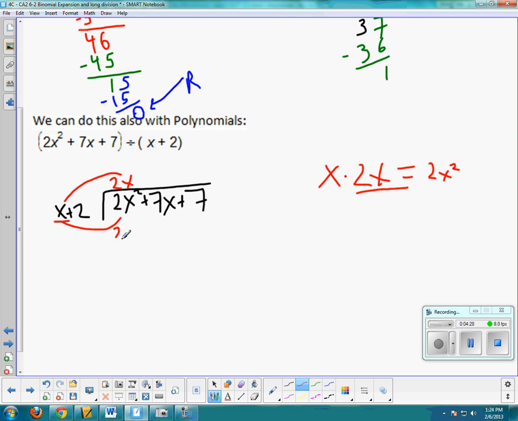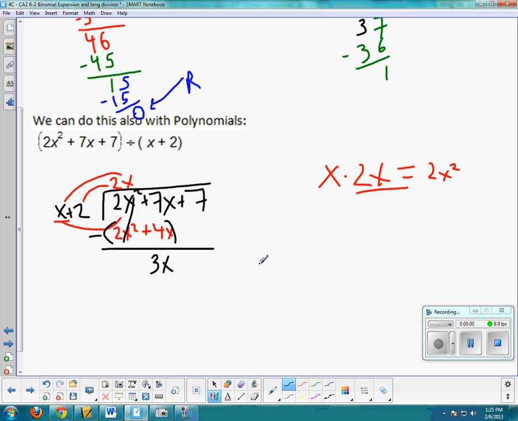We already know the answer to that one, 2x squared. But we also, now here's where the 2 is important, have to multiply it by 2 as well. 2 times 2x is 4x. So this is plus 4x. We are going to take this entire thing away from our dividend here. So we're going to say 2x squared minus 2x squared. Those are going to cancel. And 7x minus 4x is 3x.